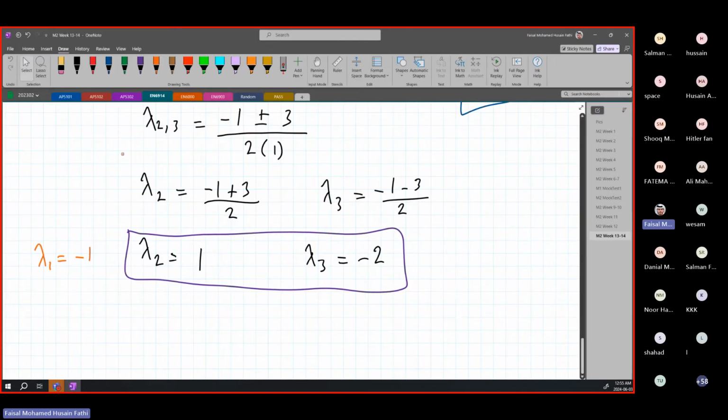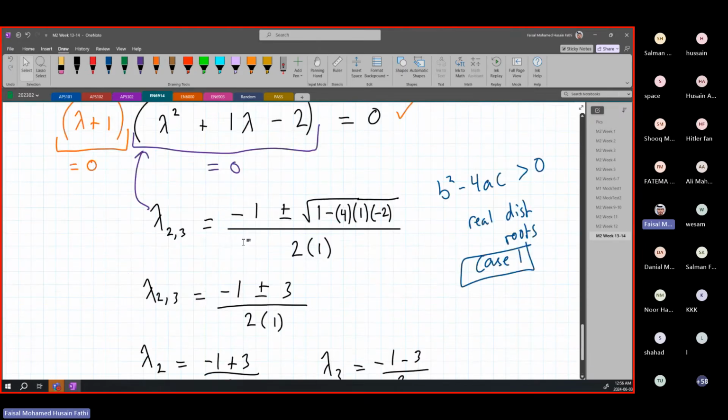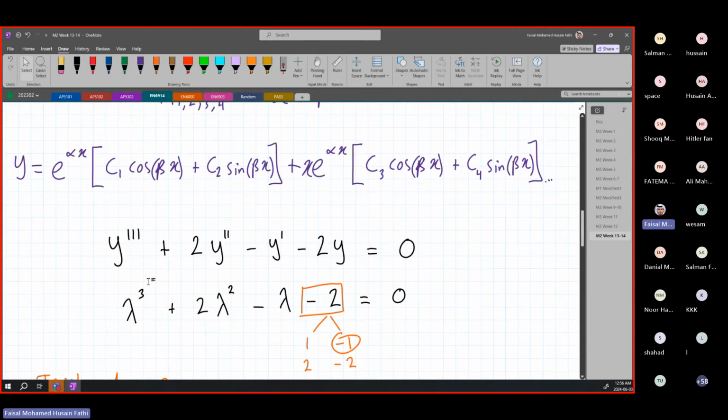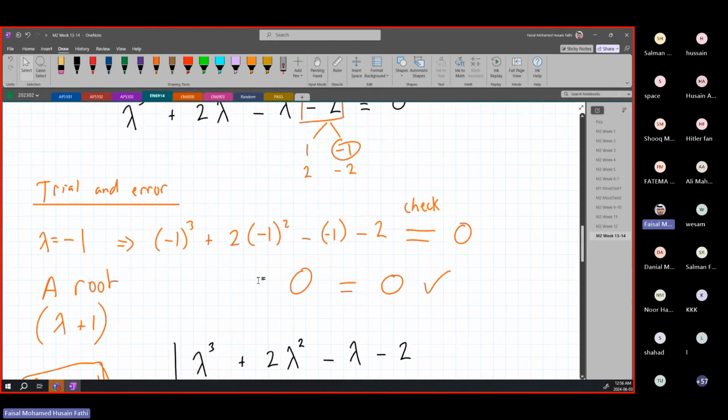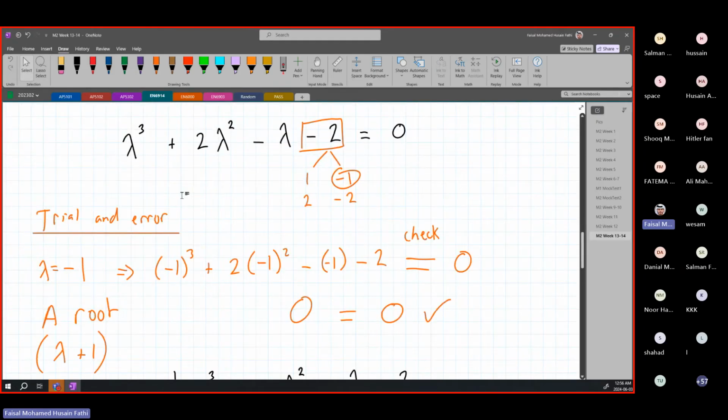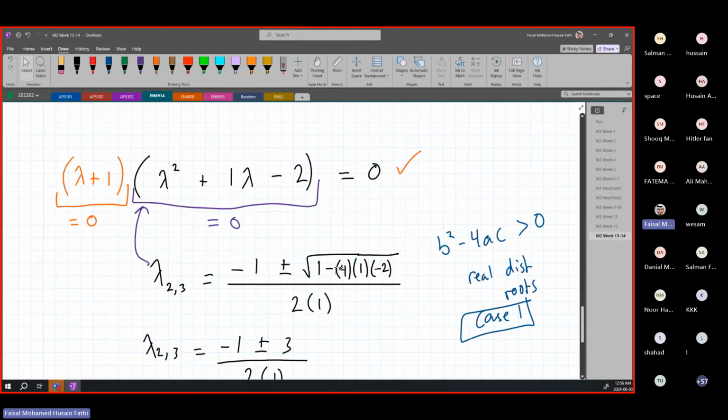So how did we find all of the roots? How do I know that I have found all of the roots? It depends on the order of the equation. So if we have a third order, we're going to have 3 roots. If we have a second order, we're going to have 2 roots. If we have a fourth order, we're going to have 4 roots.